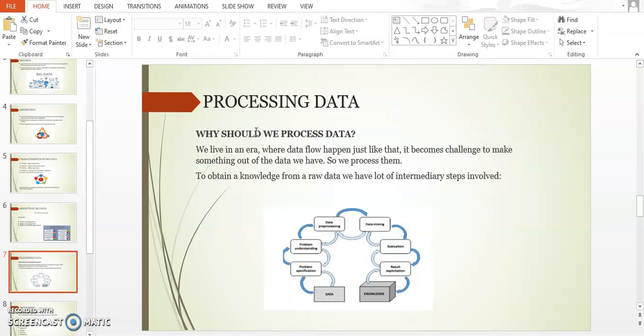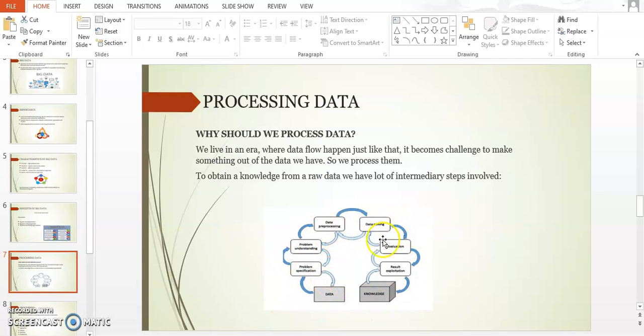Processing data. So why is there a need to process data? What data do we get? We get raw data in our hands. We can't make out anything using raw data, so there's a need for us to process data. It is not only that we can't do anything with raw data, it is also difficult for us to process. That is where processing comes into the picture. To obtain knowledge from raw data, we have a lot of intermediary steps involved.